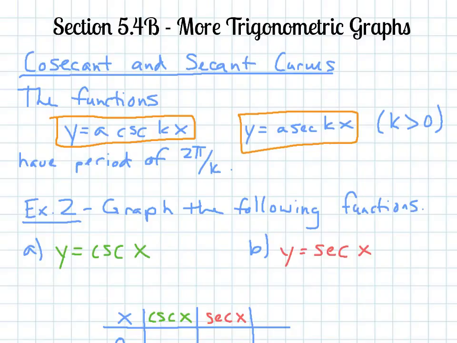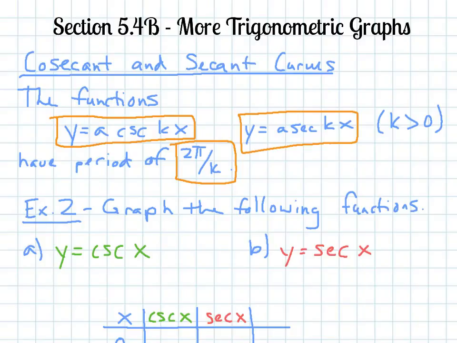Now remember, this is with no phase shift or vertical shift, so that's why it's just a and k. And cosecant and secant, they have a period of 2 pi over k. So they're kind of like sine and cosine in the same respect. Now remember, that makes sense because your sine and cosine have 2 pi, so their reciprocals should also have the same period of 2 pi.